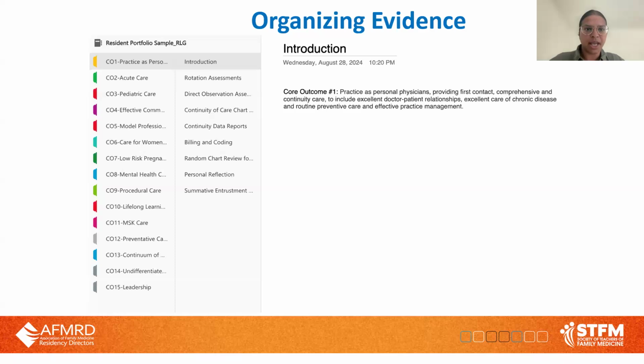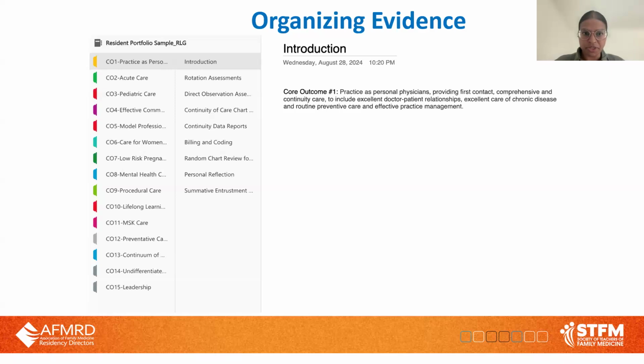Each resident would get a notebook where they would collect all of their assessments. You can see on the left, each core outcome is listed. When you click on one of the outcomes, there's an introduction which lays out what the outcome is. This is helpful for both faculty and residents alike as a reminder. And then underneath that is all the different types of assessments that we've decided to link to this core outcome.